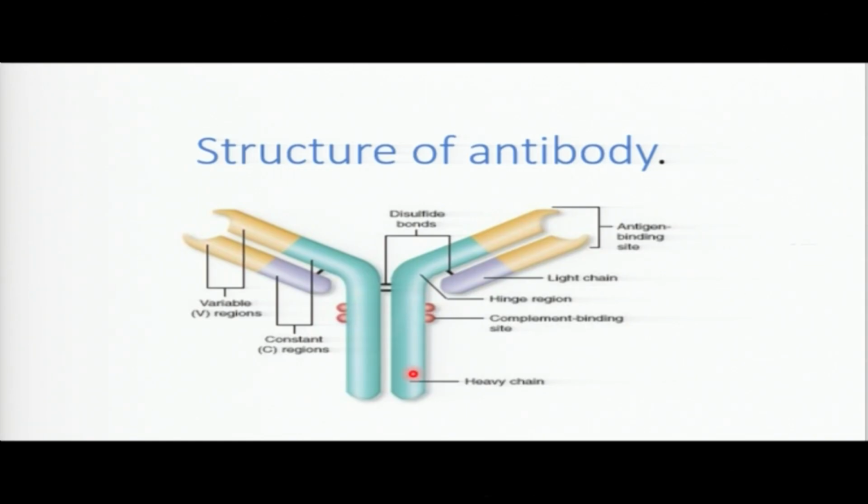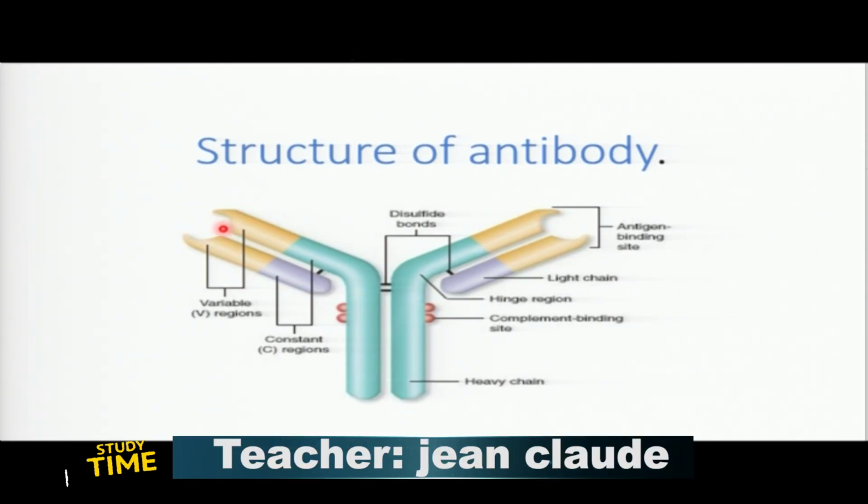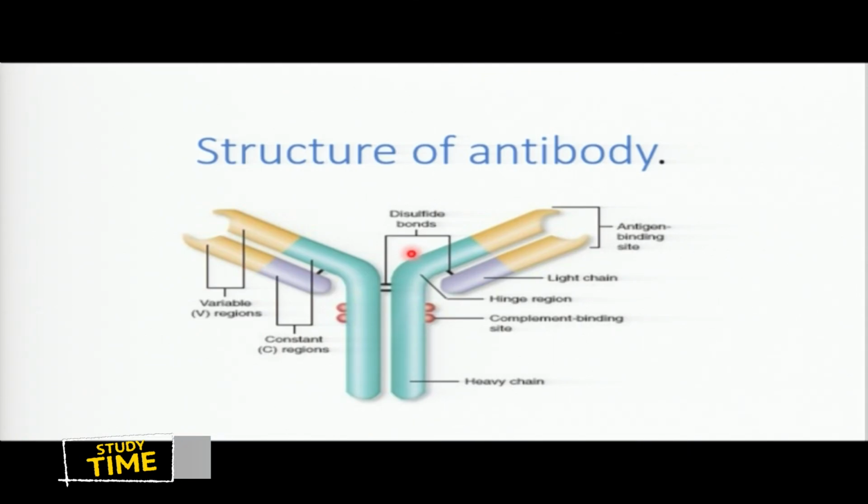And then you have another one, they are small. Those are two small chains. They are light, they are not heavy. And then at the end of this chain, we do have what we call the antigen binding site, where antigen can bind. Are we together? So now, those chains are bound together by what we call disulfide bonds.